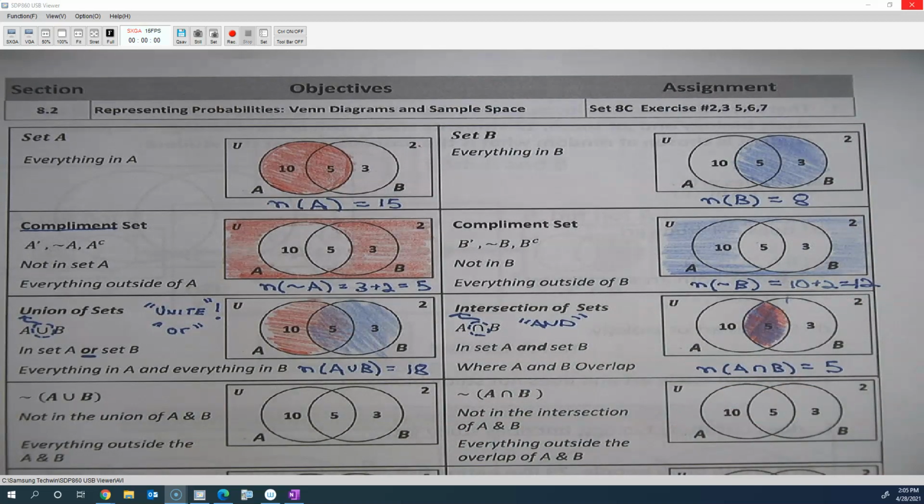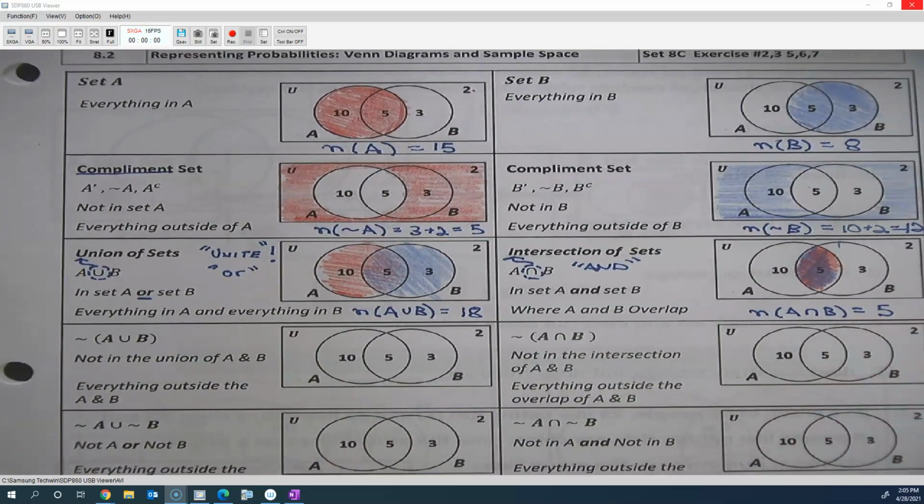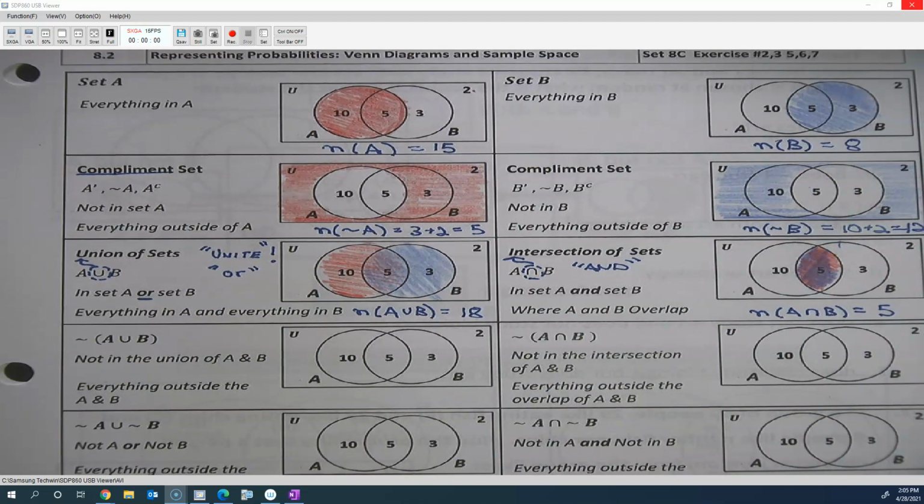All right, so real straightforward set notation. We use these Venn diagrams to figure out probabilities. Actually, you can do a lot with them. They're pretty clever little invention.